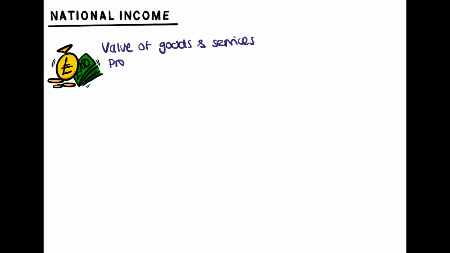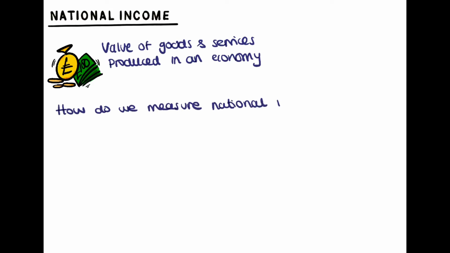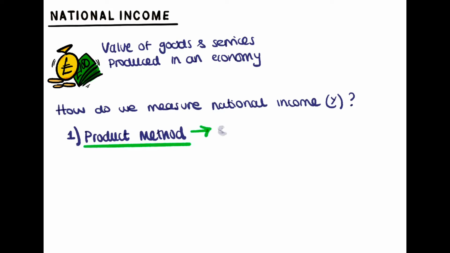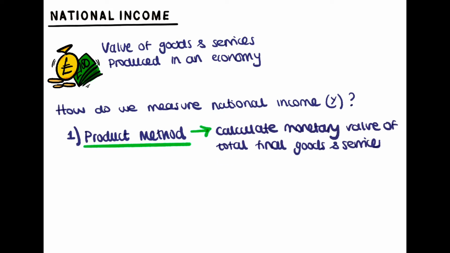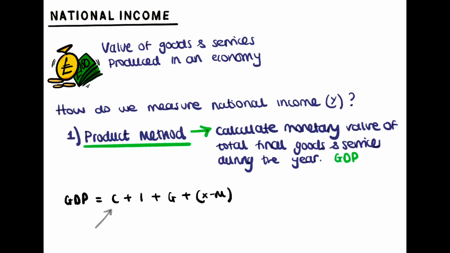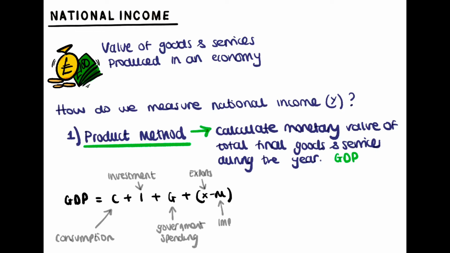National income is the value of all goods and services produced in an economy. There are three ways to measure national income. The first one is called the product method. This is when we calculate the monetary value of all goods and services produced throughout the year. It's made up of consumption, investment, government spending, and net exports.